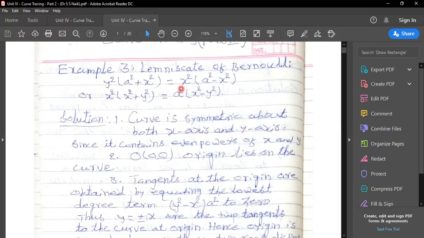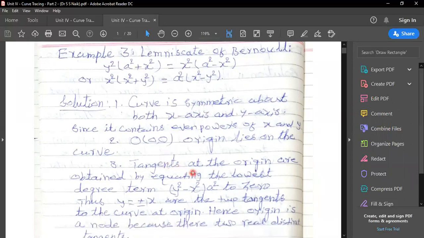because you have even powers of y and even powers of x. That is, it contains even powers of x and y. Therefore, the curve is symmetric about both the axes. Then the second point, O(0, 0): the origin lies on the curve, when x equal to 0, y is equal to 0.